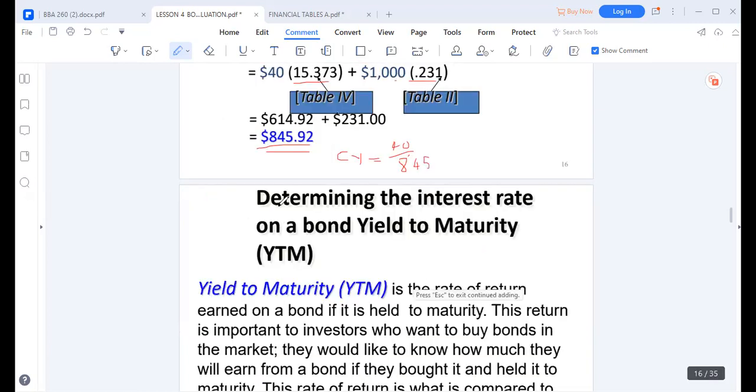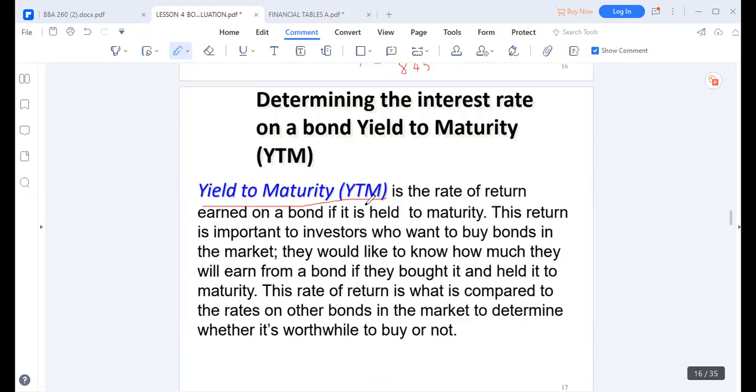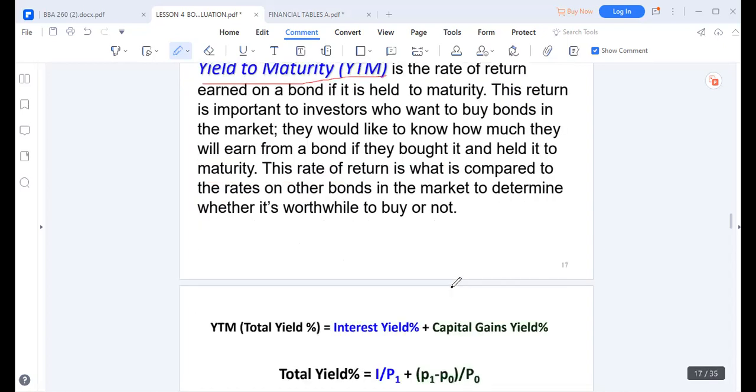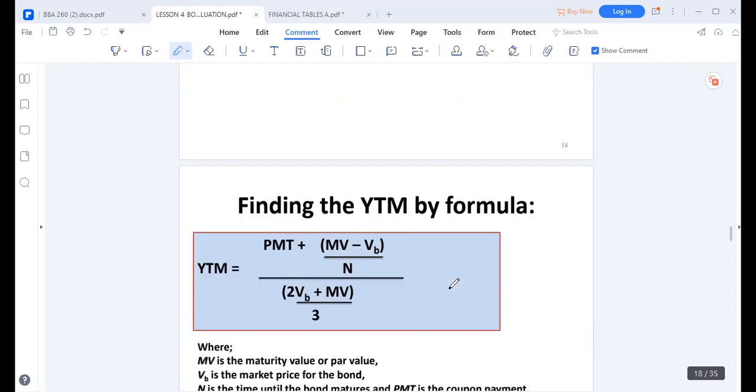Okay, so how do we determine the yield to maturity? The yield to maturity is simply the rate of return earned on a bond if it is held to maturity. This one is important for investors who want to buy bonds from the market. They want to know how much they will earn on a bond if they had bought it and held it to maturity. So this rate of return is compared to the rates on other bonds in the market to determine whether it's worthwhile to buy that bond or not. So we will have this formula that I gave you already.